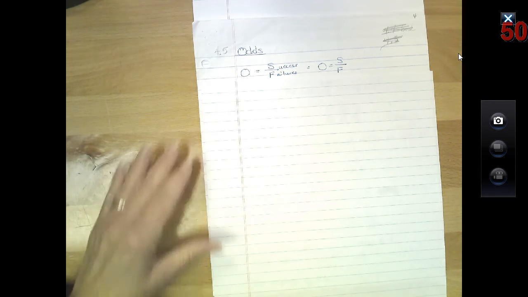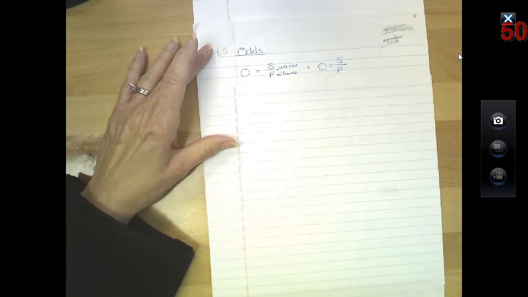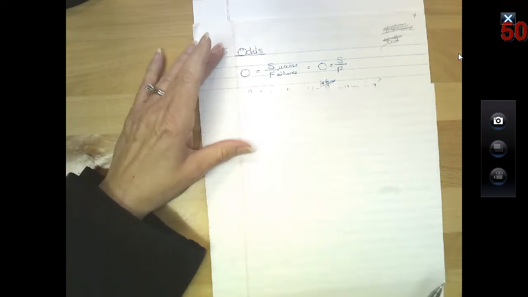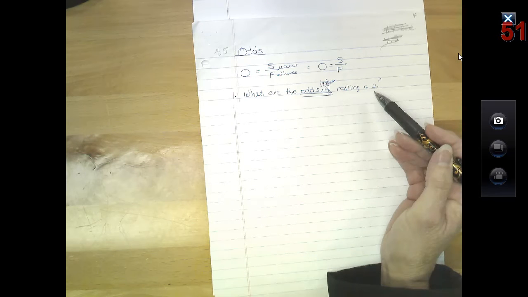All right, next thing we have is odds. People always say this, I wonder what the odds of doing blah, blah, blah is. The odds is the success over the failures. Now, what are the odds in favor of rolling a 2? Think about the die. There's 1, 2 on there. So you want a 2, so there's 1.